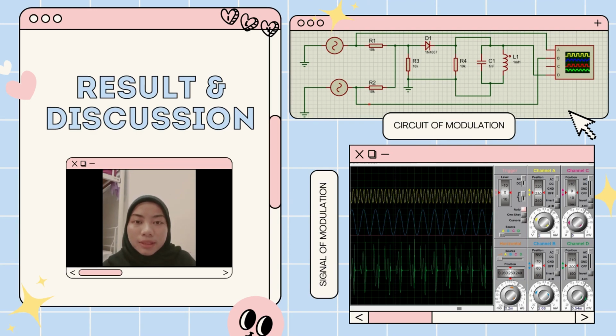Okay, next for the result and discussion. As we know, we chose the first question, which is the modulation circuit. We built the circuit in Proteus 8 and we got the input and output in the oscilloscope. From picture 1, we can see the circuit that we built, and the second picture is the input and the output that we got from the oscilloscope.